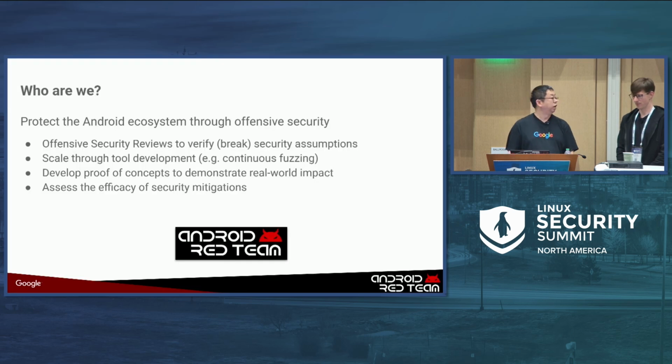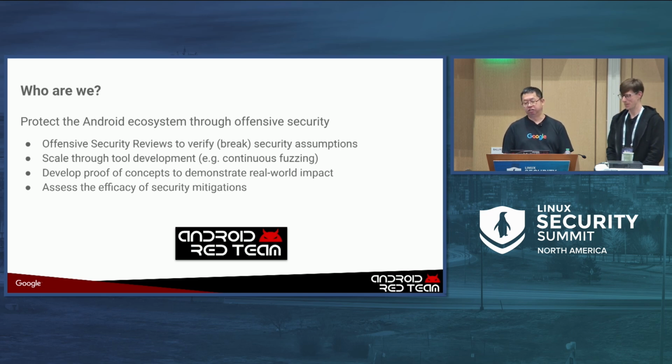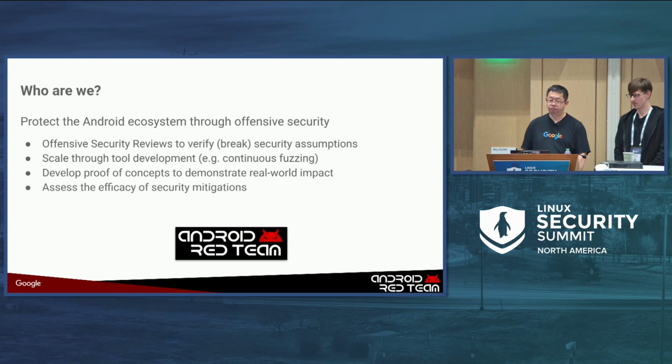So who are we? We are Android Red Team. Well, he used to be. No more kernel hacking for me. Our goal is to protect the Android ecosystem through offensive research, and we have multiple approaches to do this. One of the very important ones is to scale through tool development, and one of the tools is continuous fuzzing. We want to run tools continuously in Google's infrastructure so that new code can also be checked and regressions can be discovered with fuzzing.